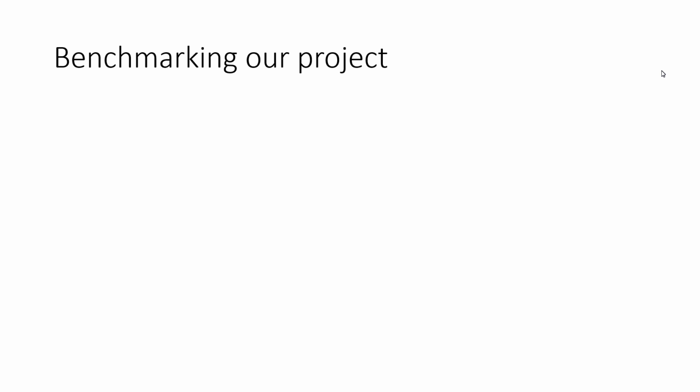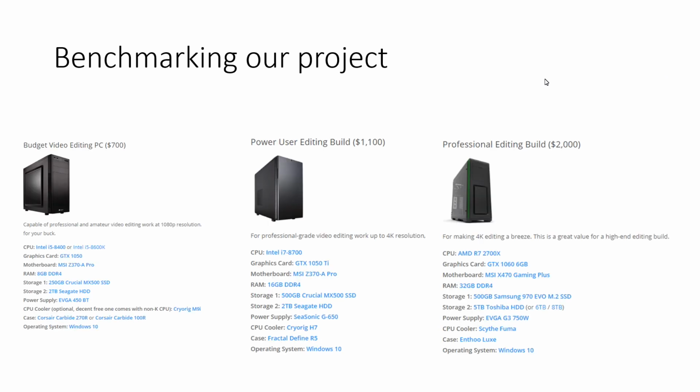Let's benchmark our project. There is no big difference between E5 series and E7 series processor productivity performance, but the price difference is significant. I guess the main reason is the big manufacturers' marketing and sales strategy, selling a premium product with a premium price to a premium audience. Let us try to find out where we are among those big brothers. I think we are near a power user editing build. If you invest extra in memory, 32GB, and an extra hard drive, we are still below $1,000.